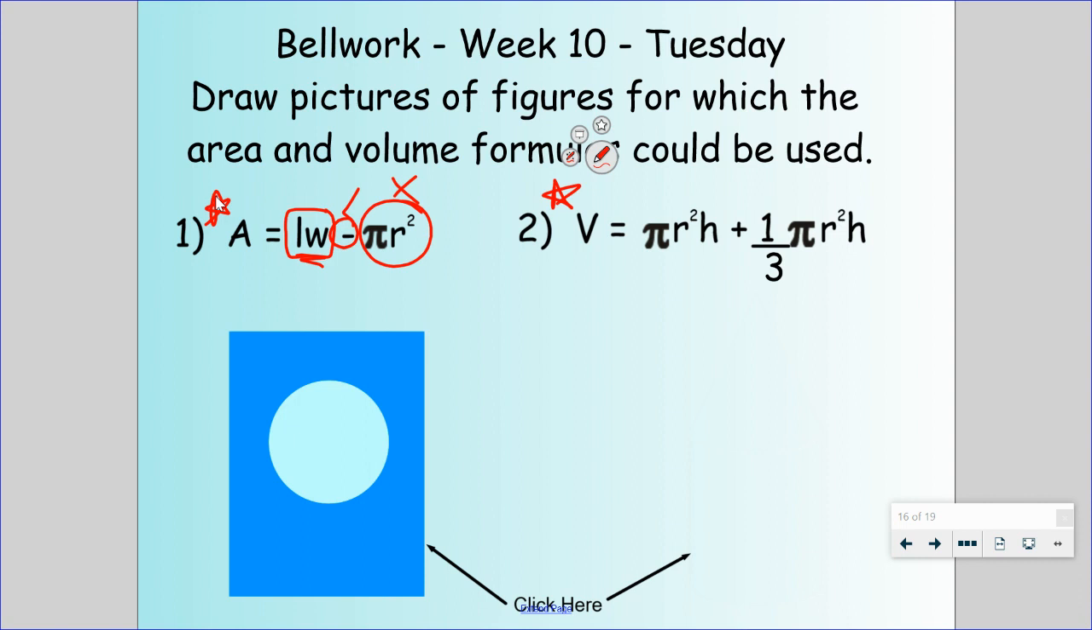All right, so what do we got right here for number 2? Now we're talking 3 dimensions. Pi radius squared height is a cylinder. 1/3 pi radius squared height, well, it's almost a cylinder, but because of that third, it's a cone.